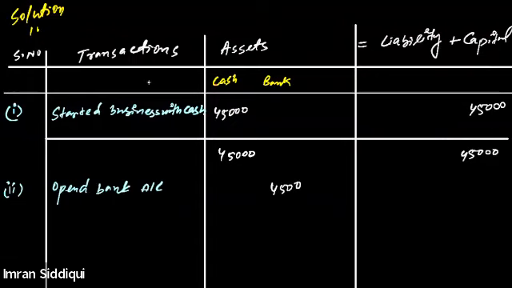But at the same time, there will be a reduction in the amount of cash available. So we will subtract the amount from cash. 4,500 will be subtracted out of cash, and 4,500 will be written below the bank. Is that clear?